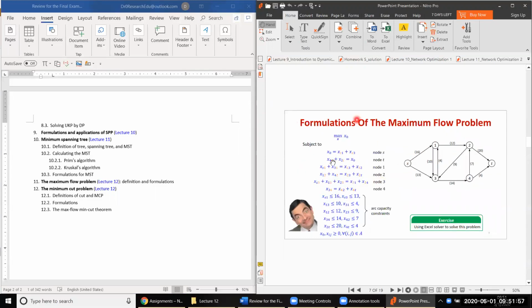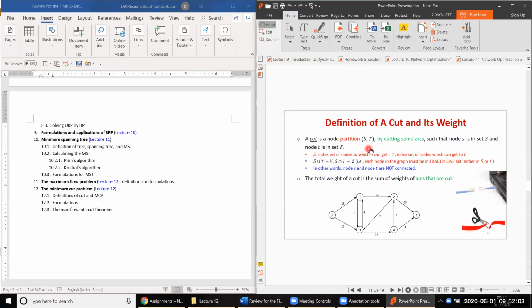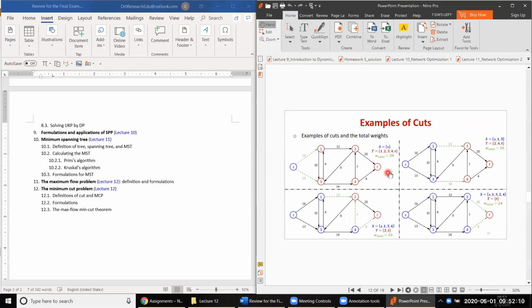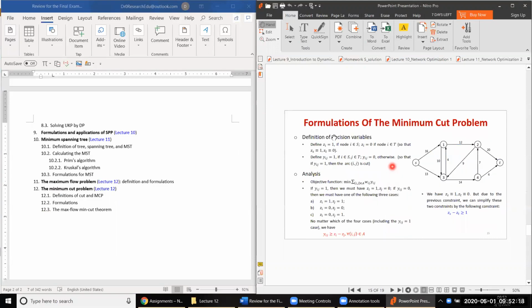Maximum flow is actually much easier than the minimum cut problem. After that comes the minimum cut problem. What is the definition of a cut? Here we have different examples of cuts, but be careful, some of them are not cuts because they are not S-T partitions. And how to formulate the minimum cut problem here.